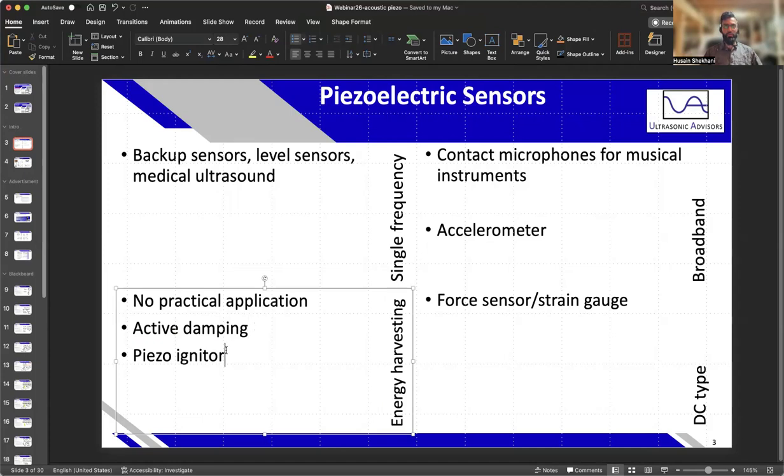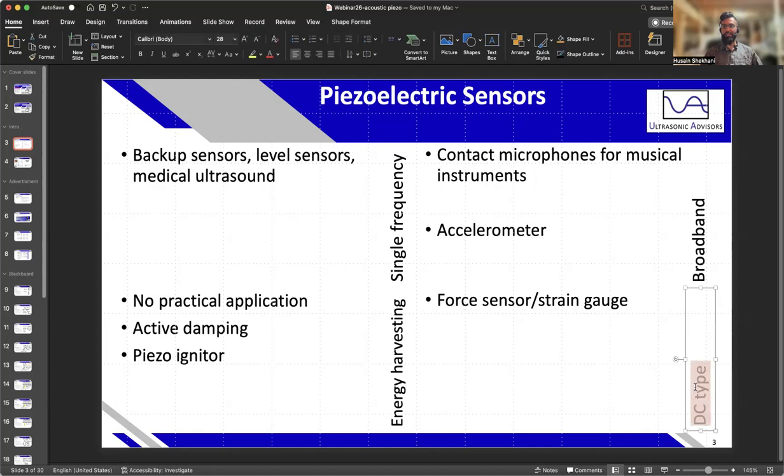And also piezo igniters. You may know them from your barbecue grill: you press the button, a plunger springs and hits the piezo element and creates a spark. It's not a sensor in the sense that you're not measuring anything, but it is a force-to-electrical device. So it's kind of interesting there.